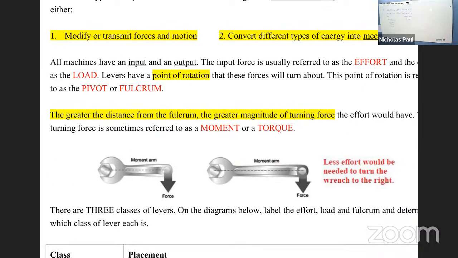We talked about this last day. The greater the distance from the fulcrum, remember the fulcrum is the pivot, the further away you are from the pivot, the greater is the turning force. Remember that? And if the turning force is large, what is also large? The moment. Right? The moment is also large.